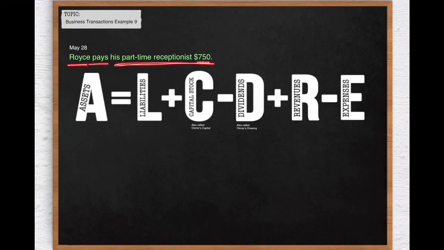Royce pays his part-time receptionist $750. I mean, anytime you see the word paid or pays, you know that it will deal with cash. Cash is classified as an asset.